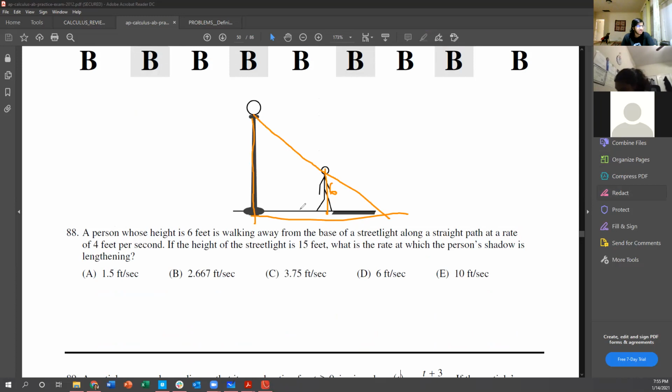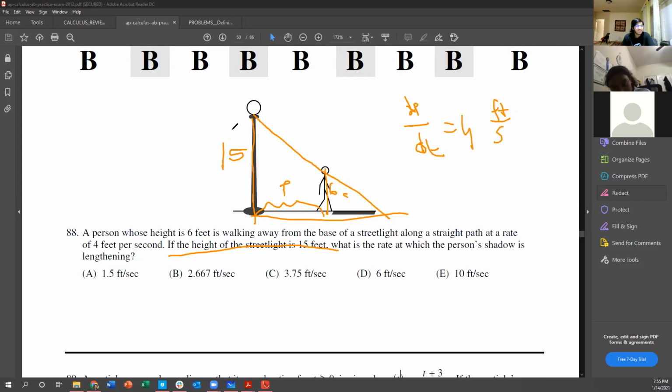Straight path at a rate. So this distance right here, let's call that p. So dp/dt is 4 feet per second. Agree? So far, so good. If the height of the streetlight is 15 feet, what is the rate at which a person's shadow is lengthening?